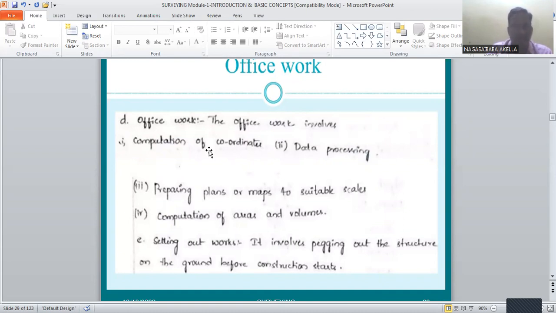Next, setting out works. It involves pegging out the structure on the ground before construction starts. So you have to lay out, you have to mark with the help of powder, lime powder, you have to mark the center line and edge lines if it is road work. Like that, you have to setting out the work. So these are the phases of surveying.